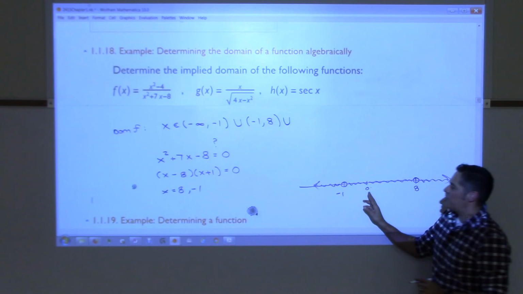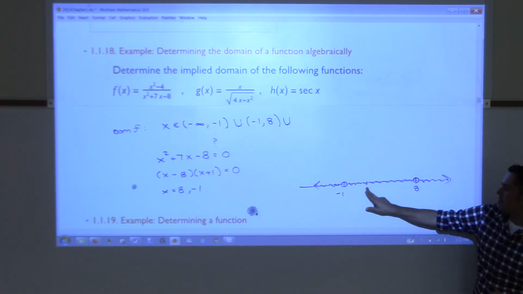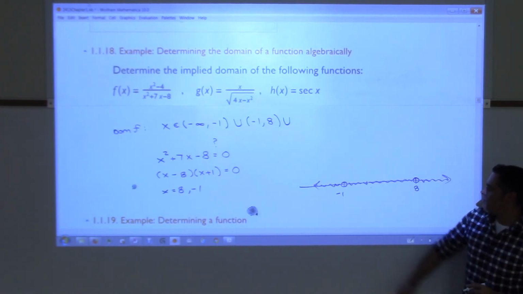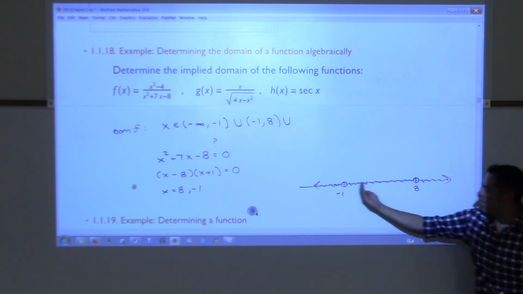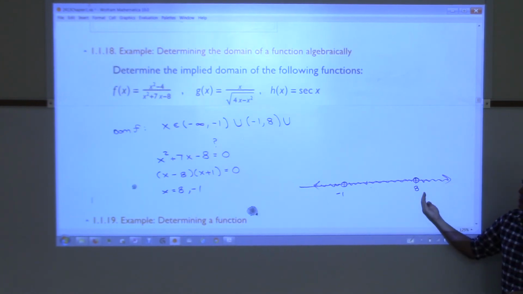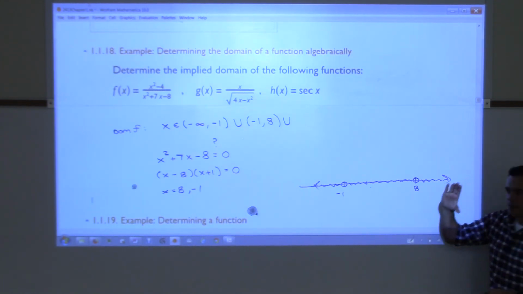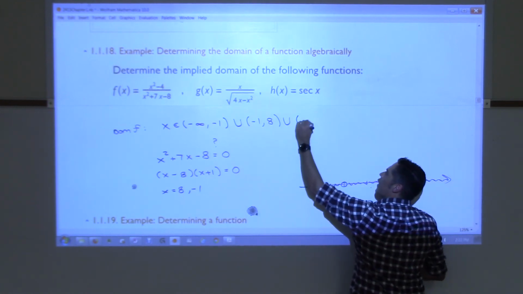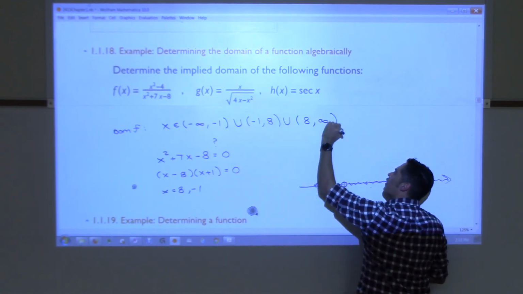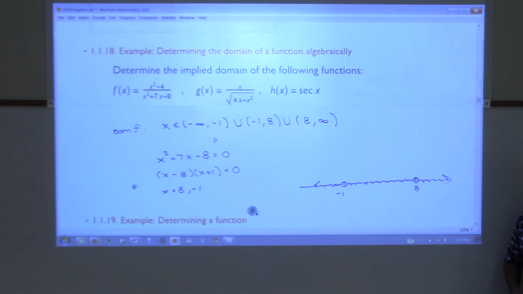No, 0 is just a reference point for myself. I didn't need it there. I just did it so we knew where 0 was. So just -1 to 8, and then don't include 8. So again, parentheses, and then parentheses 8 to forever that way. Okay, that would be the proper notation for the domain.